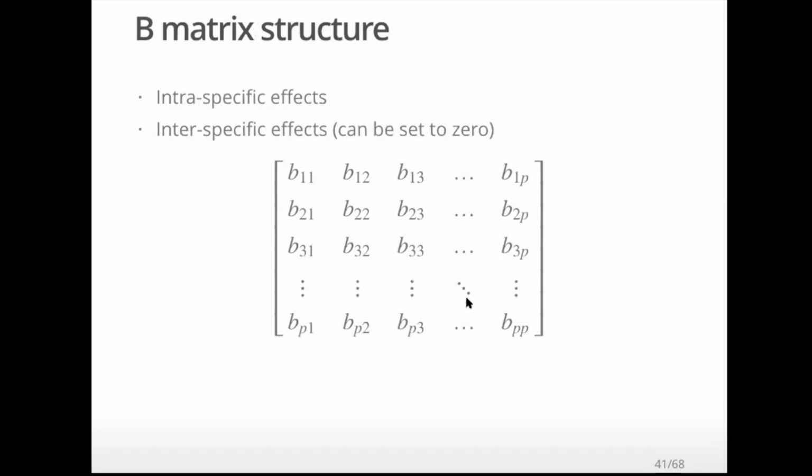In one of the chapters in the MARSS user guide, it goes through analyzing very similar data, some plankton data, and shows you how to do it. Okay, so let's go back to that B matrix. These are the self interactions, a species on itself, and the off diagonals are the interactions between species.